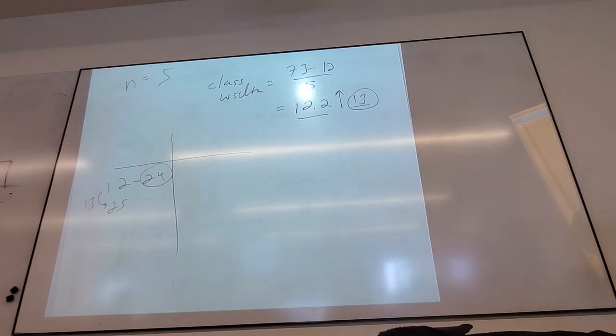And then L3 would be squared. So I would square L2, go up to L3. So L3 is L2 squared.